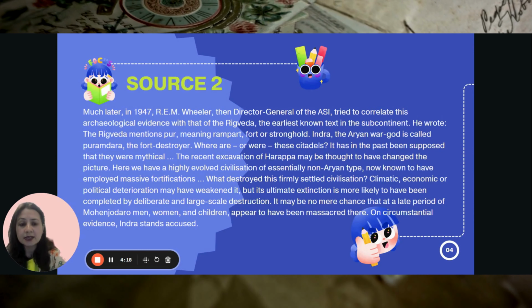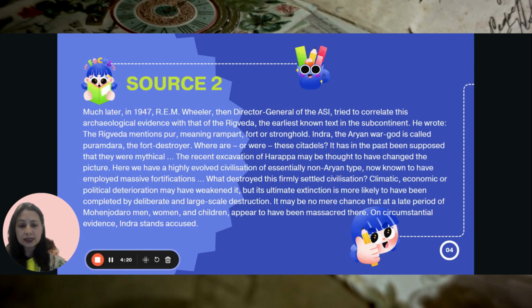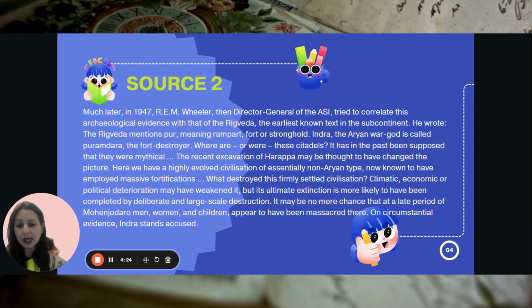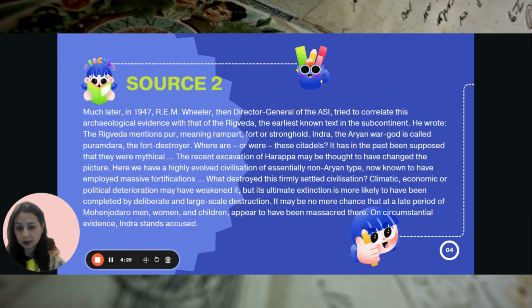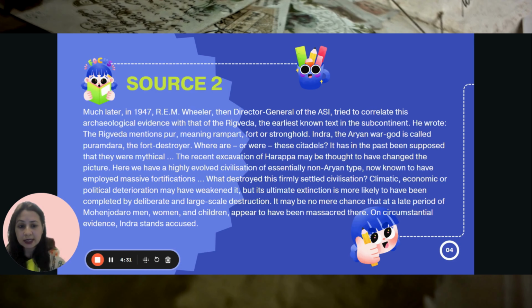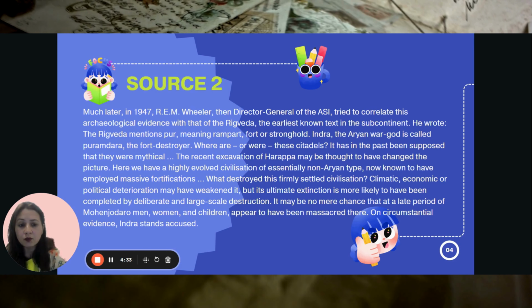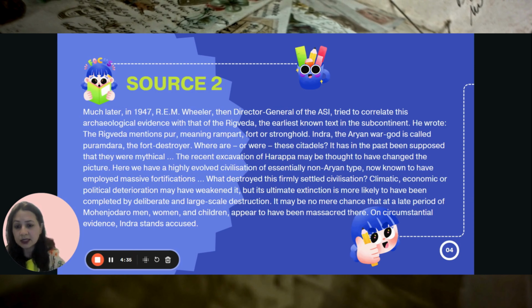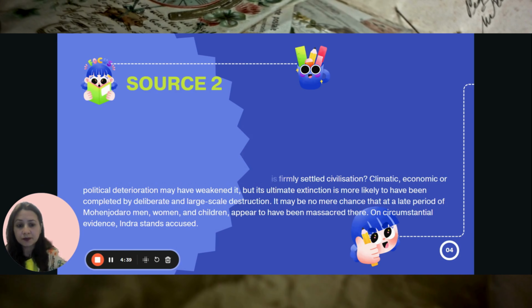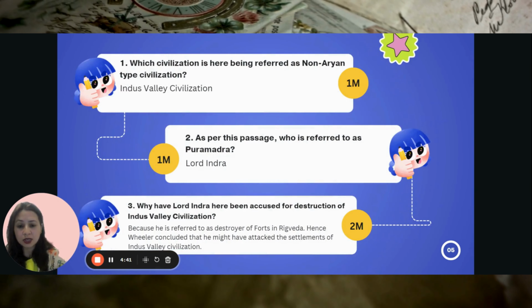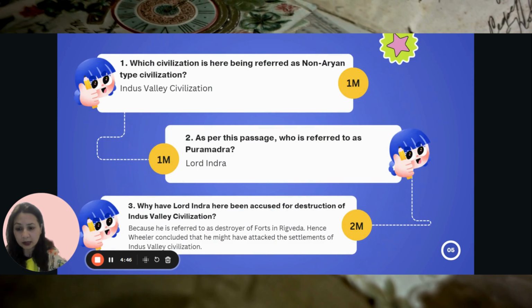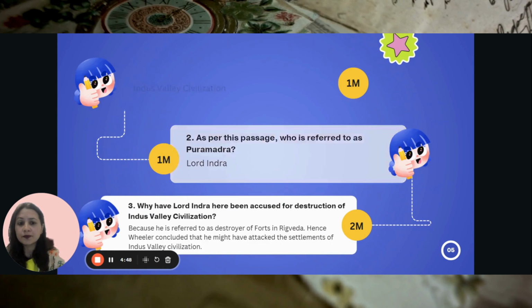So this is again a direct question where you can see that Wheeler has given the evidence with the help of Rig Veda, the first Veda. And they have mentioned that Indra, the Aryan war god, is called Purandara, that is the destroyer of forts, right? The same is mentioned in this answer also, and it is believed that it was the Aryans who attacked the people of Indus Valley civilization.